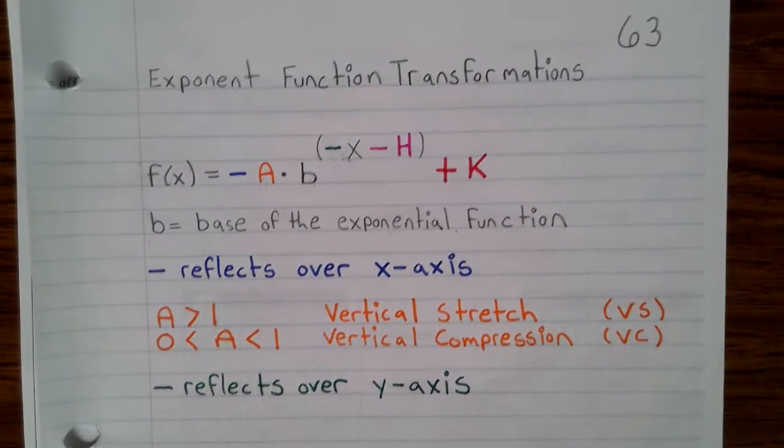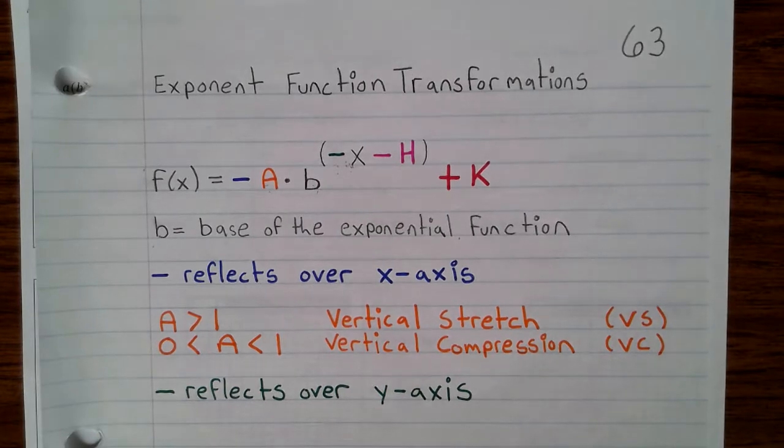All right, exponent function transformations on page 63. f(x) = -a · b^(-(x - h)) + k, where b is the base of the exponential function. The negative in front of the a reflects over the x-axis. When a is greater than 1, it's a vertical stretch. When a is greater than 0 but less than 1, it's a vertical compression. When the negative is in front of the x inside the exponent, it reflects over the y-axis.